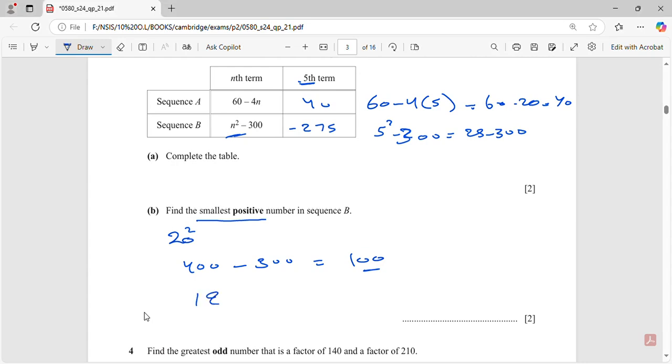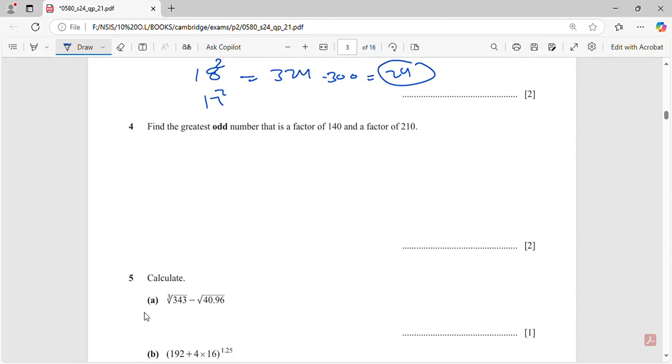So I'm looking at 18 power of 2, which is equal to 324, minus 300, which equals 24. Because if I try 17 power of 2, it will not be 300 or bigger. It will be smaller, so the answer will be negative. So for this answer, it will be 24. Now for question number 4, find the what?